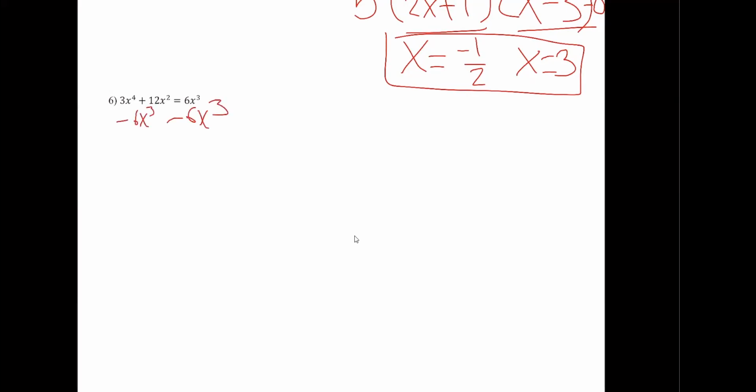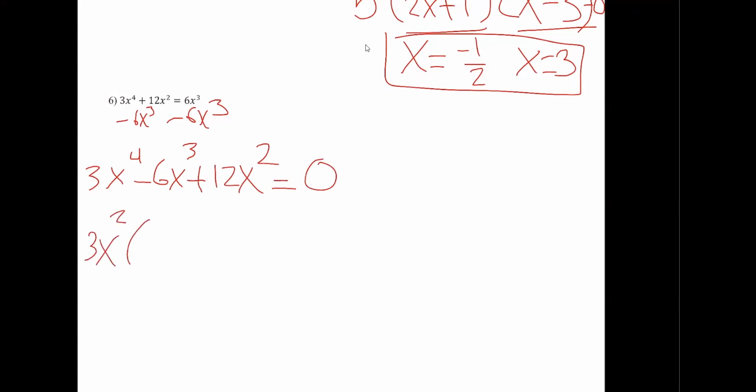And one thing is when you move it over, you want to put this in standard form. Like you want to have the highest power, then the next highest power, then the next highest power. So I'm going to rearrange this. I'm going to put that minus 6x cubed in the middle, because if possible, it's nice if you can get it in standard form. So then we want to pull out a GCF. Well, I can pull out a 3 and an x squared. So that would be x squared times x squared minus 2x plus 4.